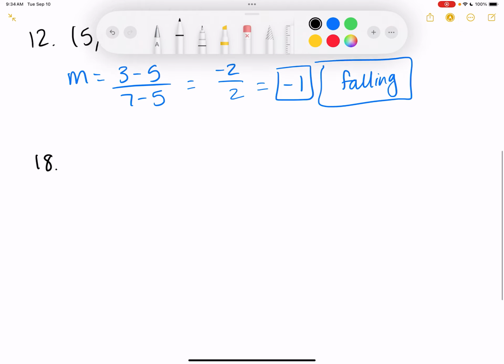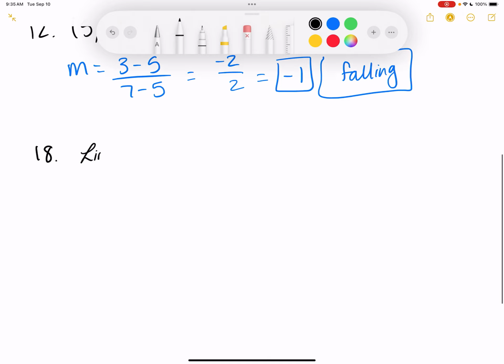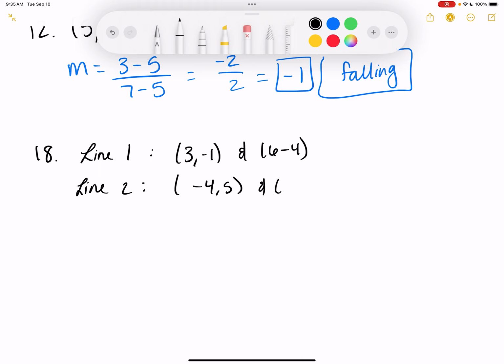All right, the next one says to tell whether the lines are parallel, perpendicular, or neither. Any idea how we're going to do that? You have to do the slope formula, and if the slopes are the same, they're going to be parallel. If they're opposite reciprocals, then they're going to be perpendicular. And if they're not either of those, neither. It's 2 equations because you have 2 lines. Line 1 is the points (3, -1) and (6, -4). Line 2 is the points (-4, 5) and (-2, 7).